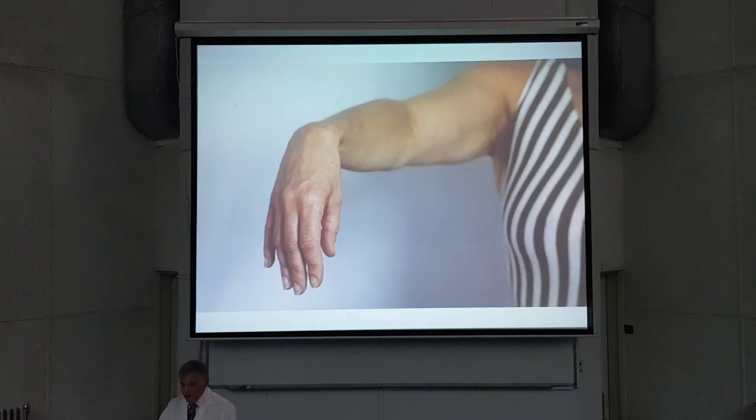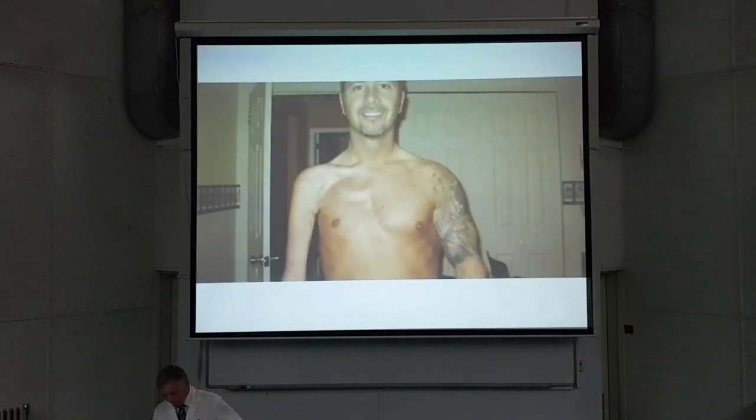This person cannot extend the wrist. Now the posterior compartment of the forearm contains extensor muscles. They extend the wrist and fingers. Now the grip in this person is very weak. Now for good grip, you need to extend the wrist. So it's called wrist drop.